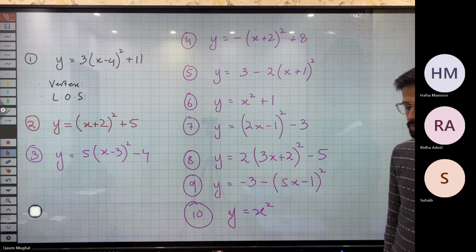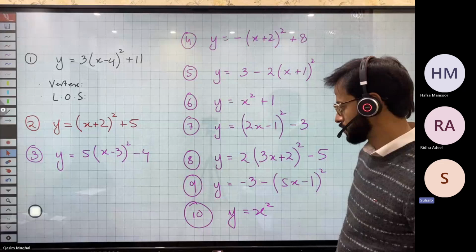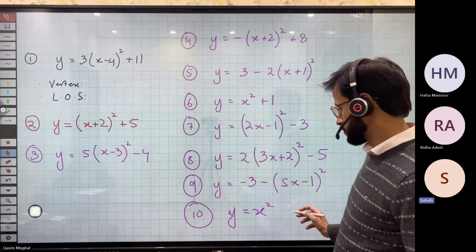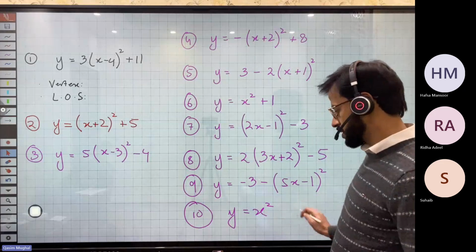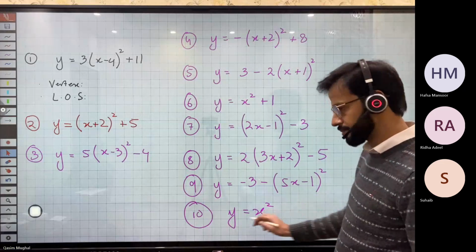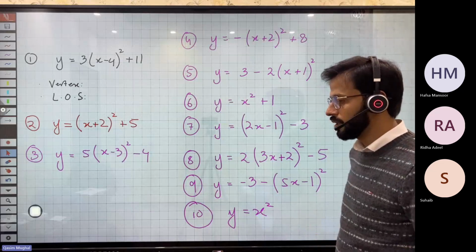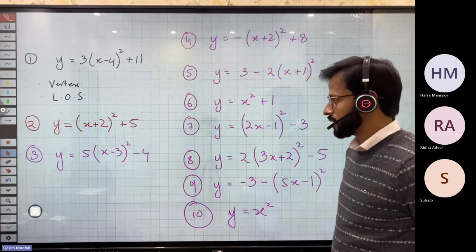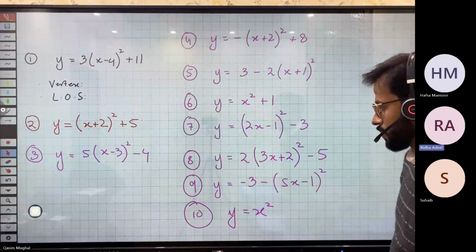Done. Excuse me, sir. Yes, Sohaib. Sir, the answer of the last one, vertex point 0,0. You write it now, we will discuss. Have you done up to here? Yes, sir. I also got 0 for the last one.